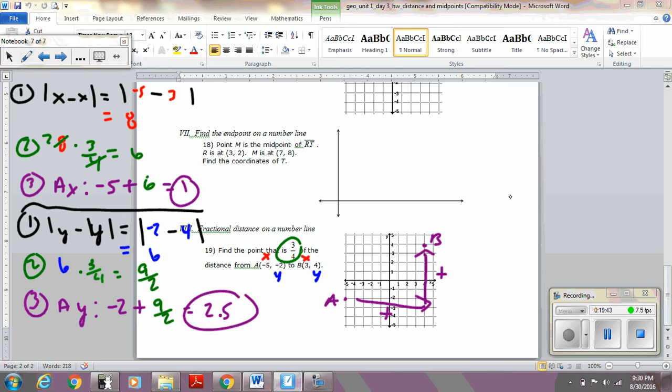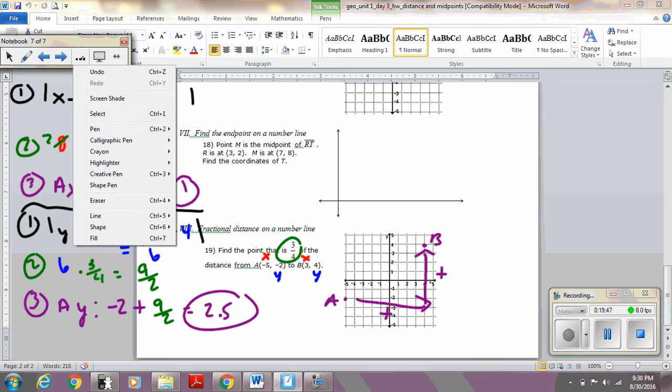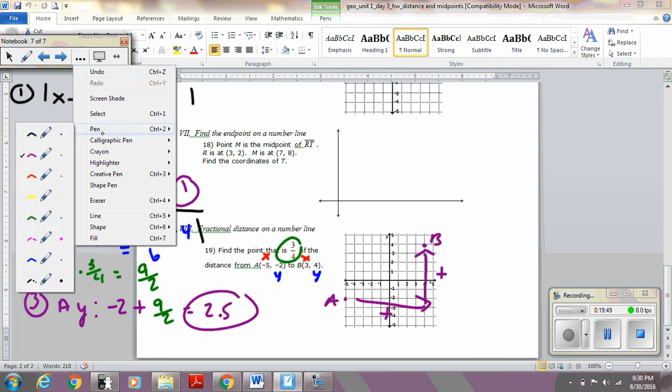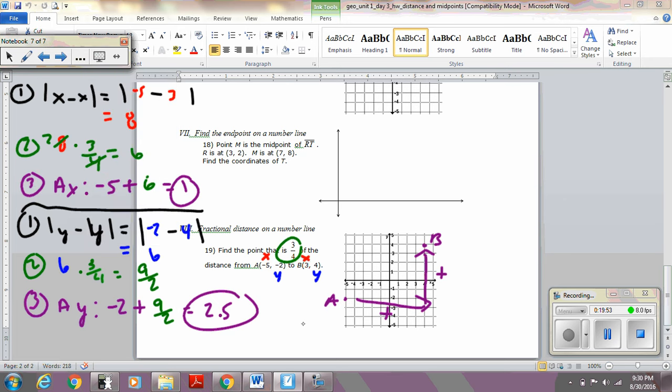So that's our y. So the final step would be to write it as an ordered pair for technicality. So the ordered pair would be written as (1, 2.5).